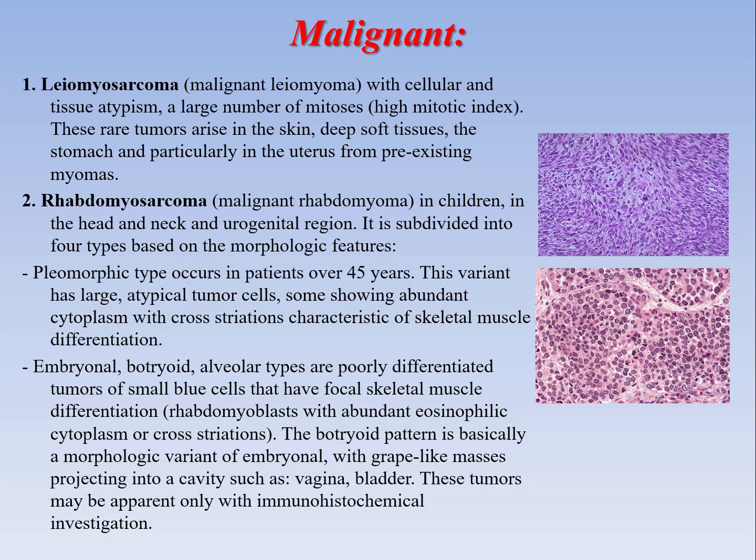Malignant variants of the muscular tumors are leiomyosarcoma and rhabdomyosarcoma. Leiomyosarcoma, or malignant leiomyoma, is a tumor with cellular and tissue atypism with a large number of mitoses, a high mitotic index. These are red tumors occurring in the skin, deep soft tissue, stomach, and particularly in the uterus from pre-existing leiomyomas.